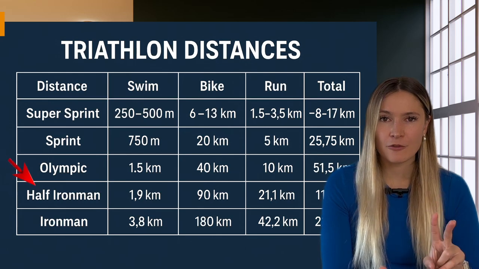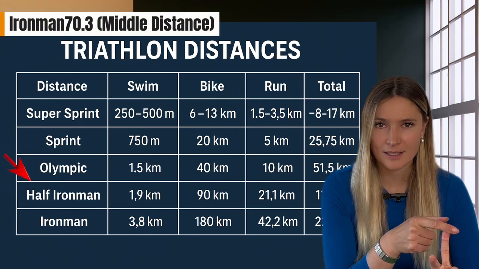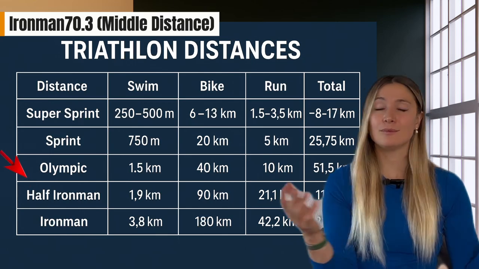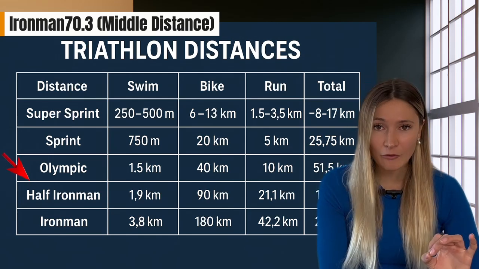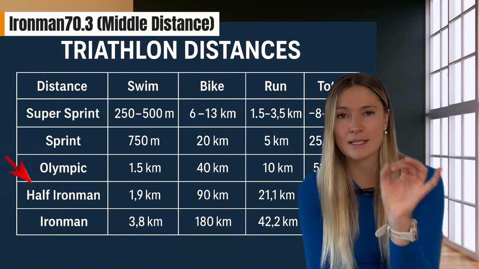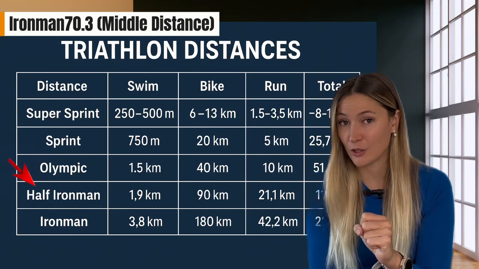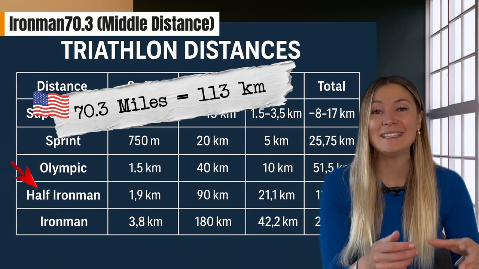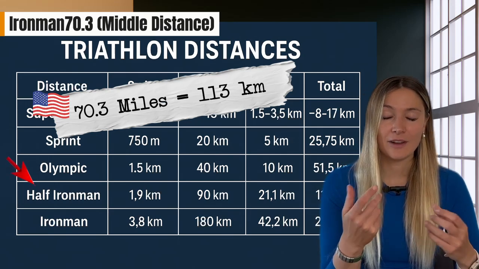We have 2 different distances in a long one. We have the middle and we have the long distance. The middle distance, and now it's complicated again. Of course, middle distance also means half Ironman or Ironman 70.3. And why 70.3? Thank you all to the American friends here. It's because of the miles. In the end, you have this amount of miles you have done.